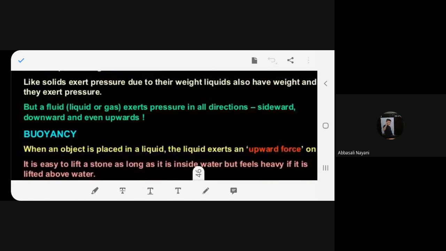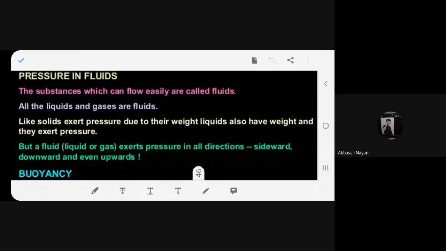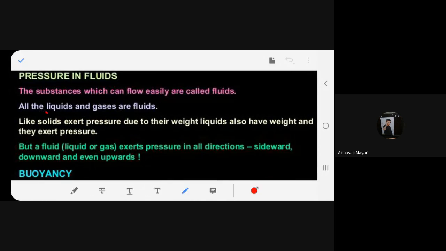Okay, that's it. Let me explain this pressure in fluids. What is written? Whatever substances can flow, can move easily, they are called fluids. So that means gases and liquids are fluids. This is what you have to understand. We are using gases also as one of the fluids.